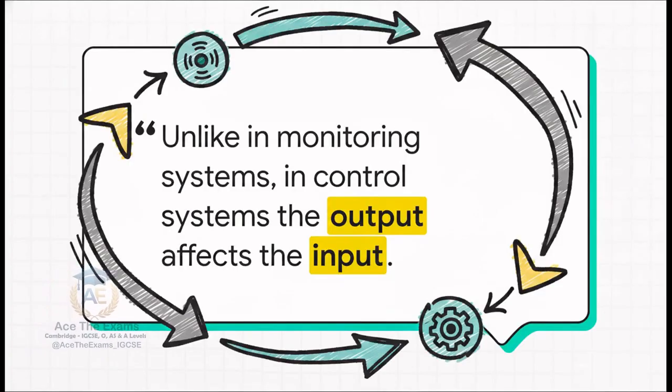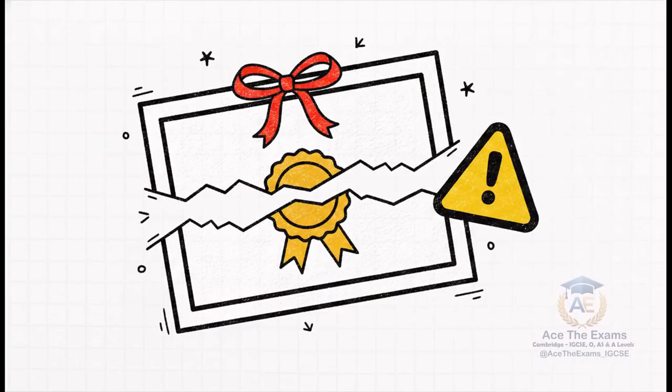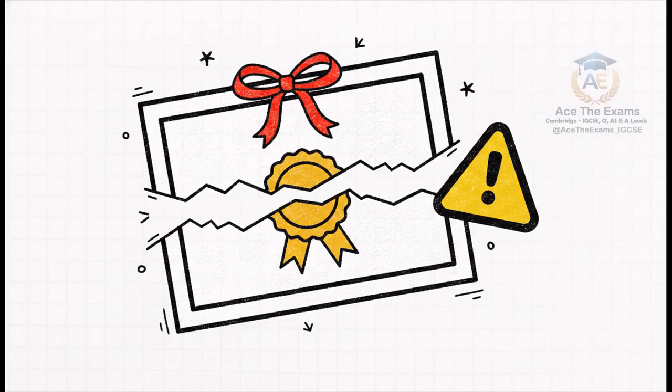There is a specific quote pulled directly from the syllabus material, and it's the golden rule you absolutely must remember to satisfy the examiner. Quote, "Unlike in monitoring systems, in control systems the output affects the input." End quote. It is a continuous dynamic loop, period. So you now have the ultimate high-mark strategy for control technologies.